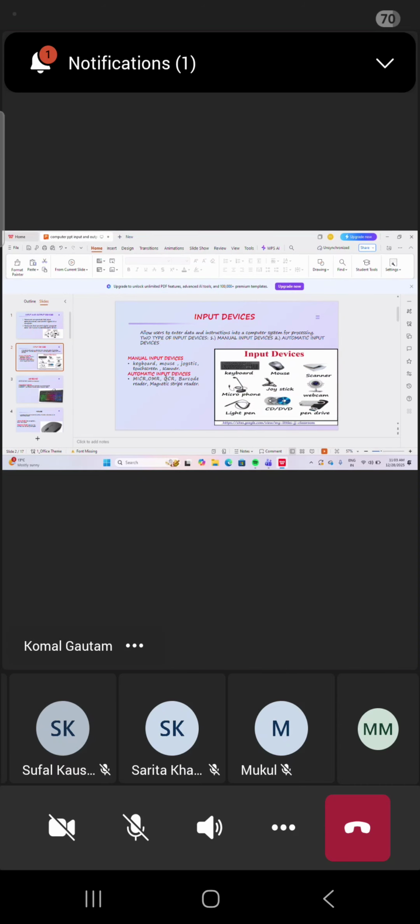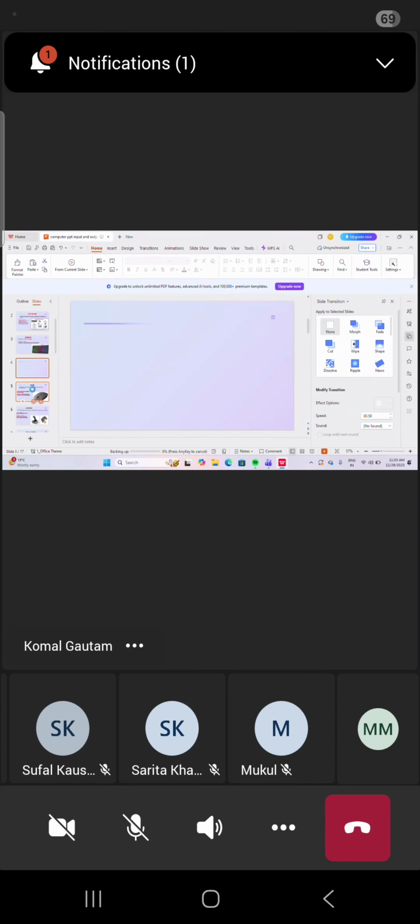Firstly, we discuss input devices. Input devices allow users to enter data and instructions into a computer system. There are two types of input devices. First is manual input devices. Second is automatic input devices. Manual input devices are like keyboard, mouse, joystick, touchscreen, and scanner, and automatic input devices are like MICR, magnetic ink character recognition, OMR, OCR, barcode reader, and magnetic stripe readers.